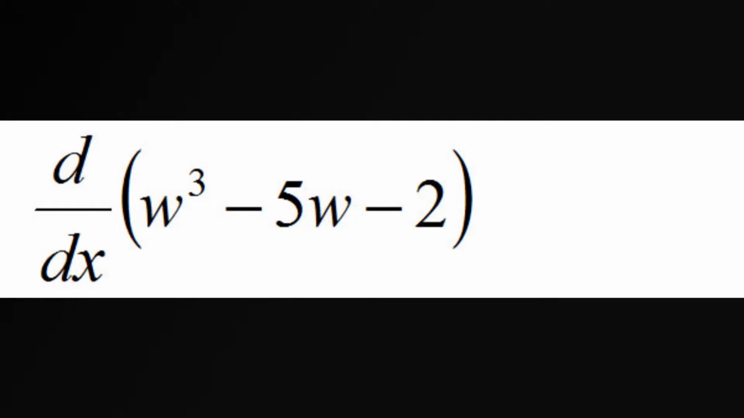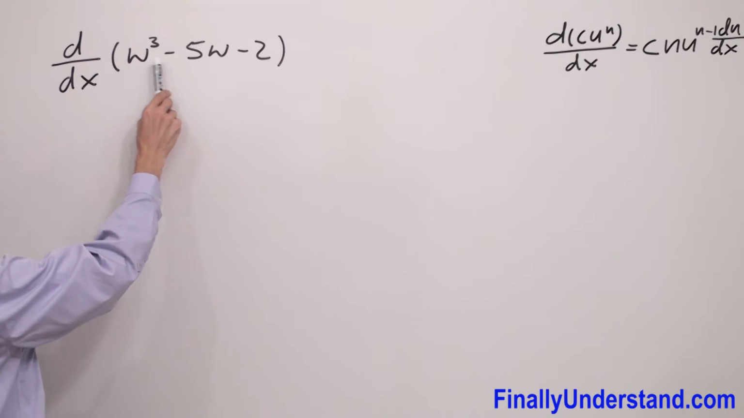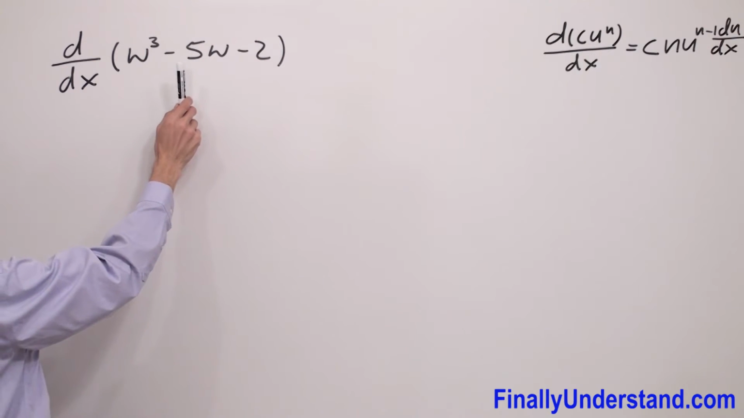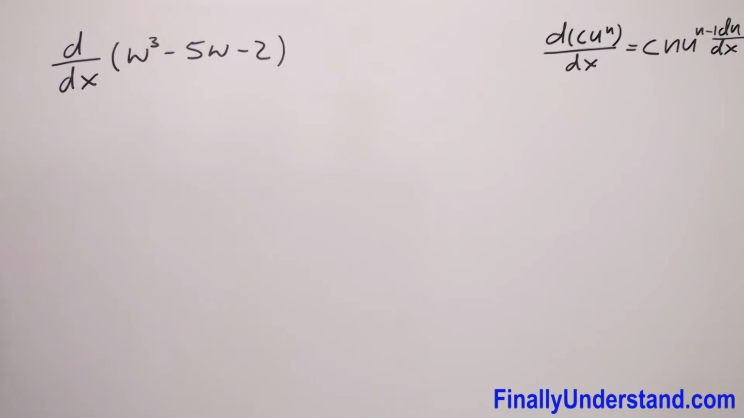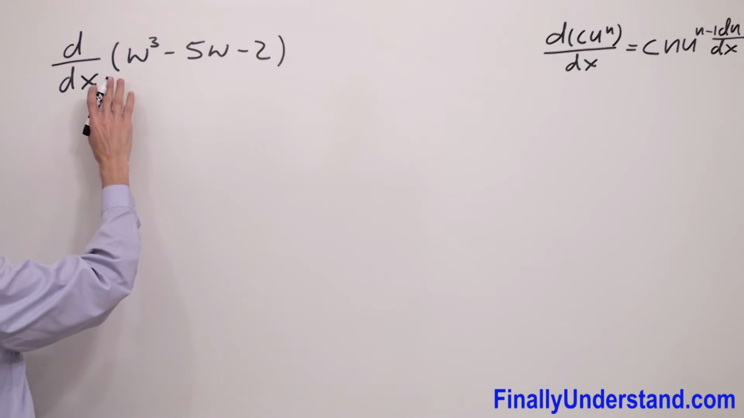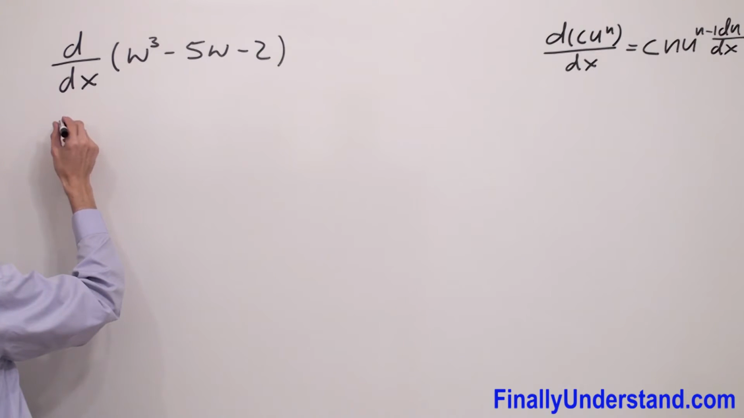Let's take a look at this example. Again, we're supposed to find the derivative of the function with respect to a variable other than the independent variable. Okay? So what are we supposed to write? Simply realize that we have the derivative of the difference.